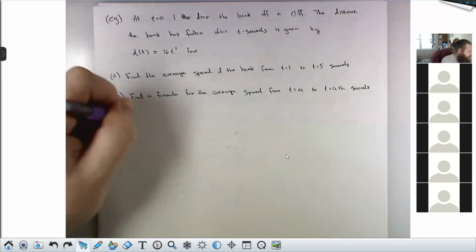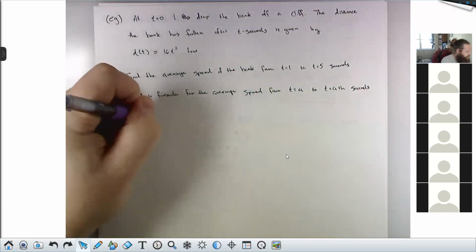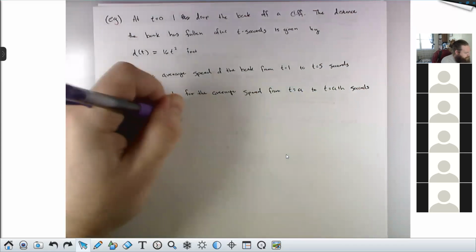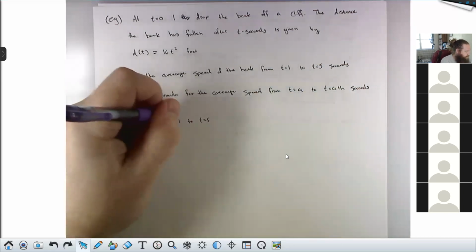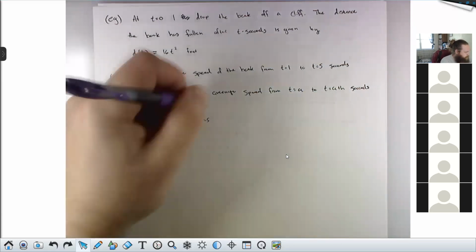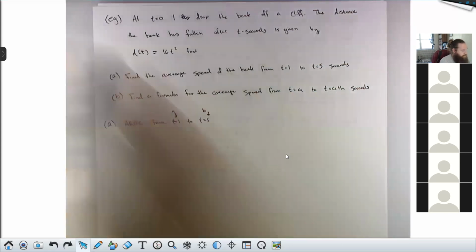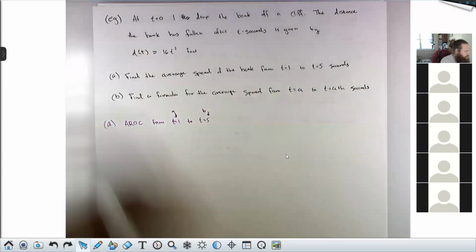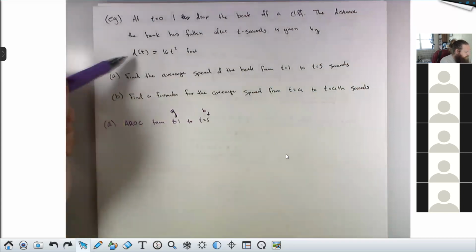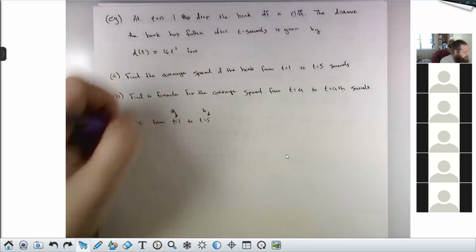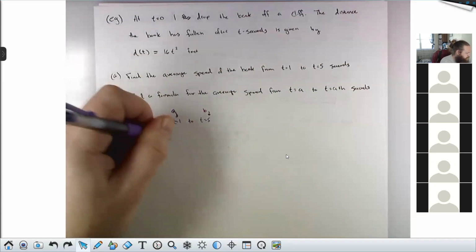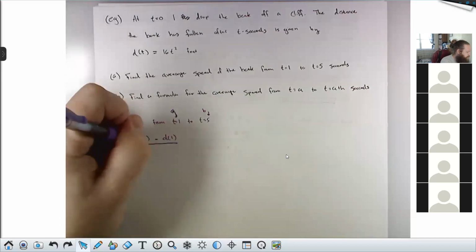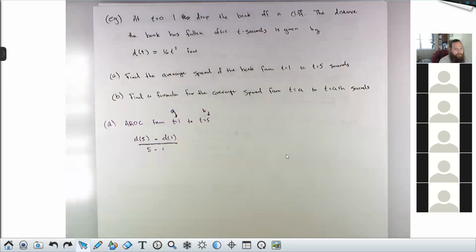we're looking for the average rate of change from t equals 1 to t equals 5. So here A is 1, here B is 5. And my function is D. So this is going to be D of 5 minus D of 1 divided by 5 minus 1.